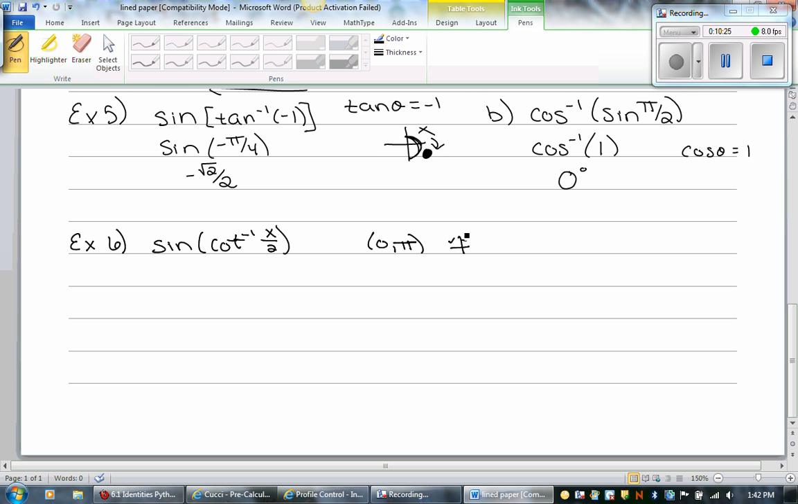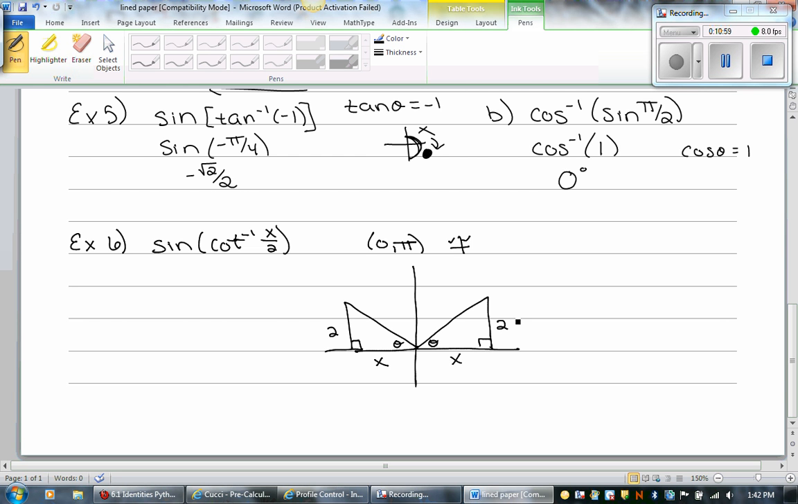So what we can do from here is we can draw right triangles based off of this information, always from the origin. And of course this angle in here becomes theta. And cotangent is adjacent over opposite. So this becomes my x, this becomes my 2.